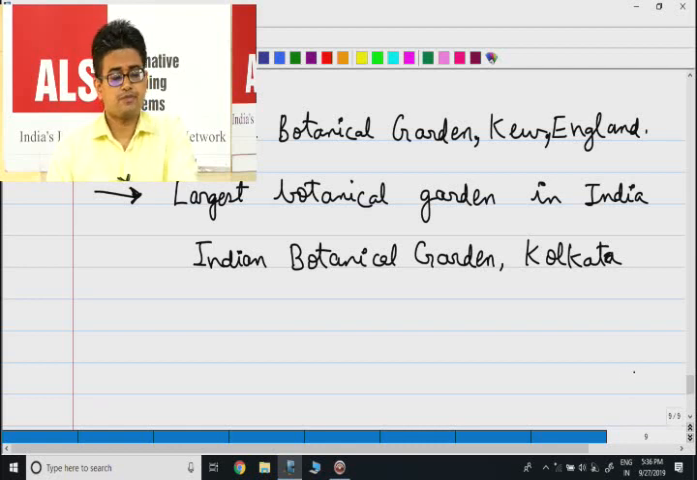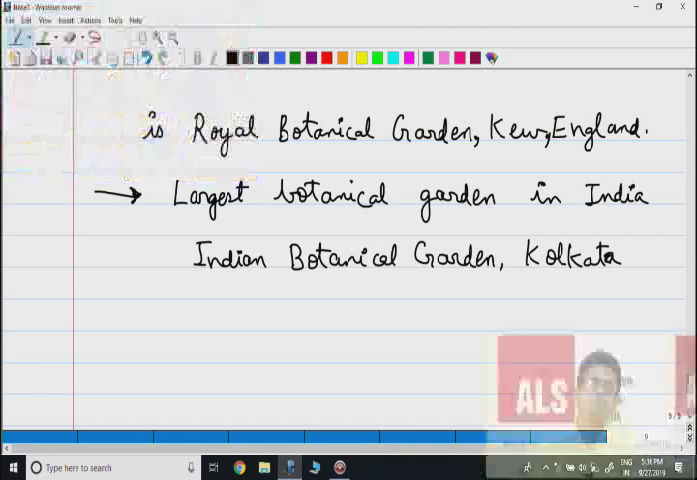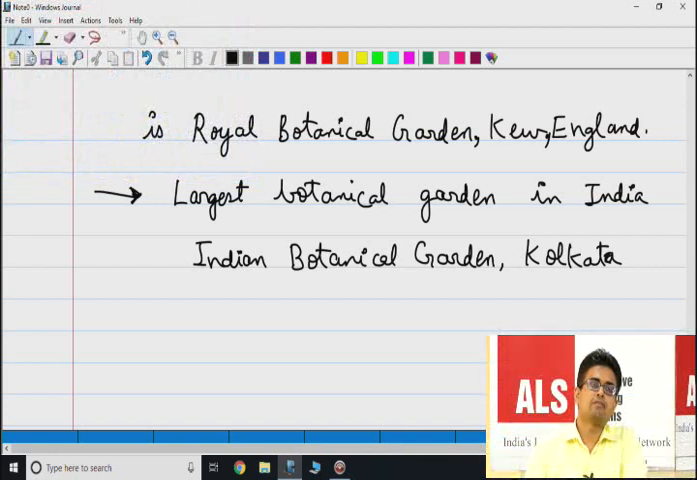So in this botanical garden, there is a 300-400-year-old banyan tree. It is called the Great Indian Banyan Tree. It is 300 to 400 years old. So you can write one more thing here.